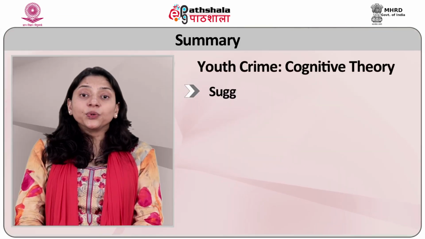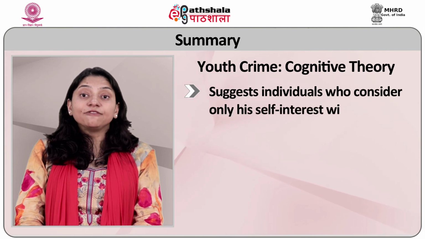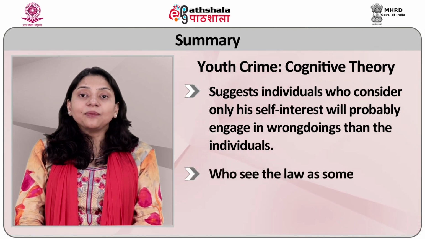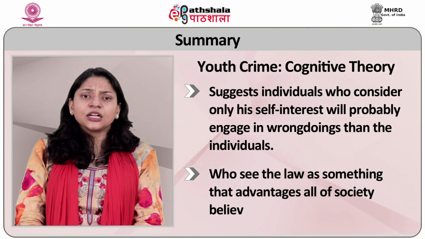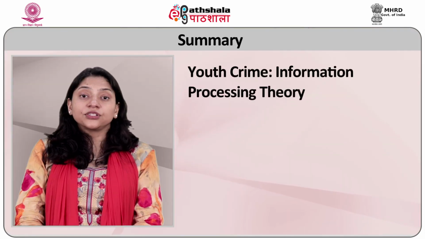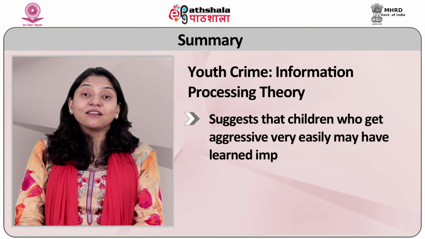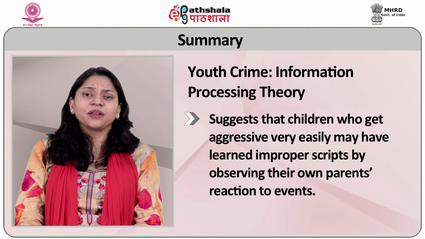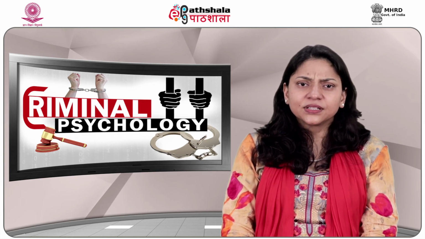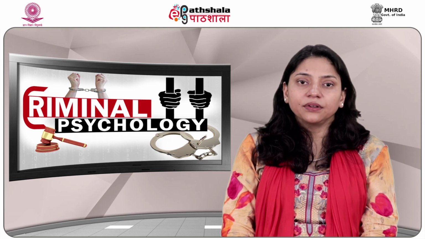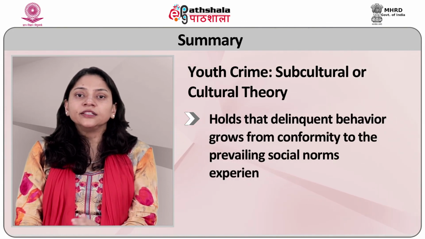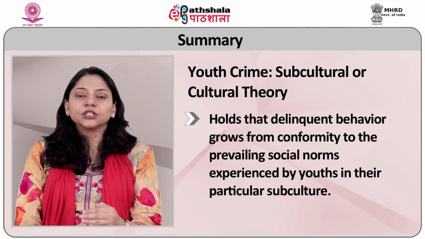Cognitive theory suggests individuals who consider only their self-interest will probably engage in wrongdoing more than the individual who sees the law as something that advantages all of society and believes in the rights of others. Information processing theory suggests that children who get aggressive very easily may have learned an improper script by observing their own parents' reaction to events. Studies done on personality show correlation of traits of hostility, impulsivity and narcissism with delinquent and criminal behavior. Subcultural or cultural theory holds that delinquent behavior grows from conformity to prevailing social norms experienced by youth in their particular subculture.